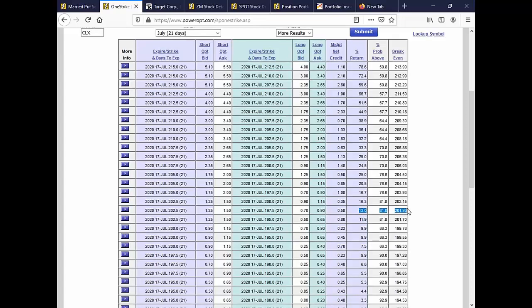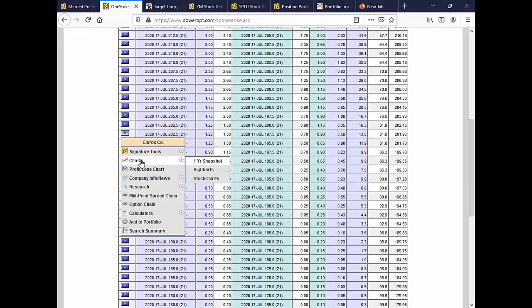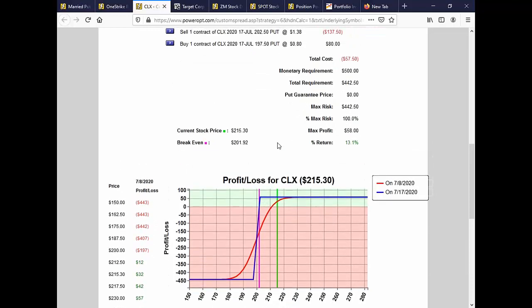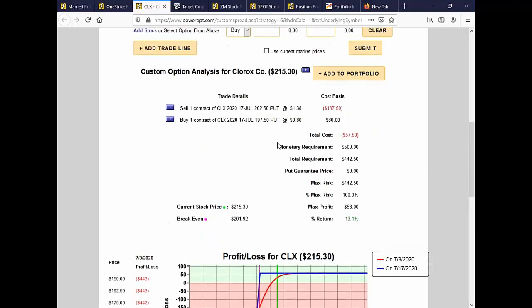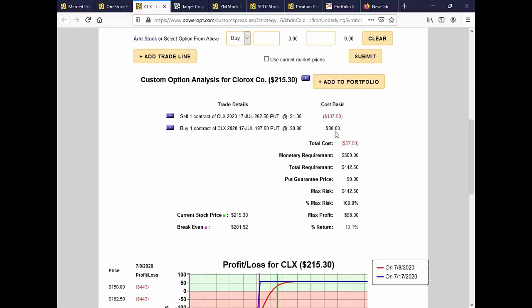However, it's still above 80% probability with a strong 13% return, a 201.93 break even on a stock trading at 215.30. Okay, and then of course I do my further research and analysis, look at the stock chart, company information, which you've probably already done if you're using the search by symbol tool here. But then I could go to the profit and loss chart, and I was going to go here anyway because you said the different expirations. So here, going to the 17th of July, there are 202.5, 197.50 spread, 13% return, 81.8% probability above. All right, so now I know where I stand on that one.